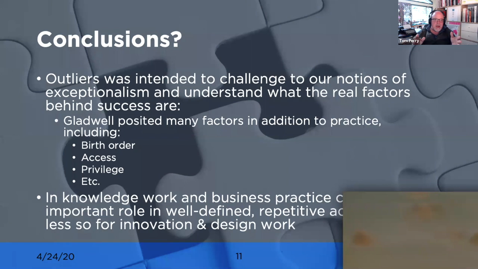One is that I think Outliers, Gladwell's book, was intended to challenge our notions of exceptionalism, looking at people who have achieved greatly and trying to understand what the real underlying factors behind those successes were. And so, in all fairness, Gladwell didn't just look at practice. Gladwell looked at birth order, he looked at access to resources, he looked at privilege, things like that.